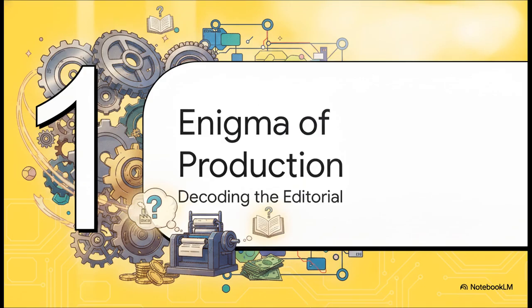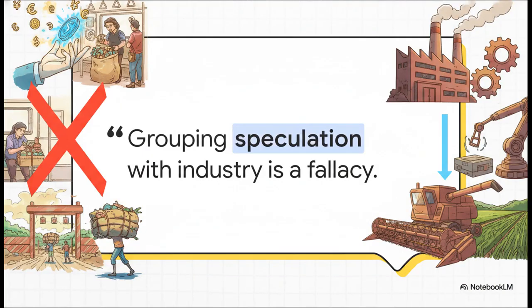Step 1. The enigma of real production. Our source material today actually goes after a highly debated editorial from the Eqtisad newspaper. That article basically grouped activities like currency speculation, subway peddling, and kolbari, which is the physical carrying of goods across borders, under the exact same umbrella as heavy industry and agriculture. And well, our source argues that doing this is a massive scientific fallacy. You literally can't confuse informal survival activities or rent-seeking with genuine value-creating industries.